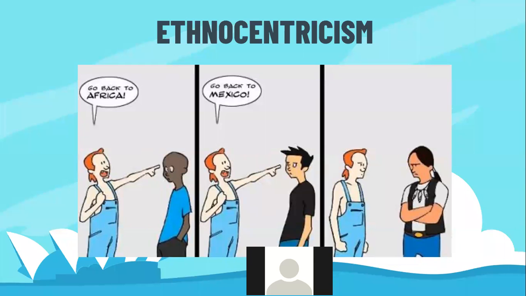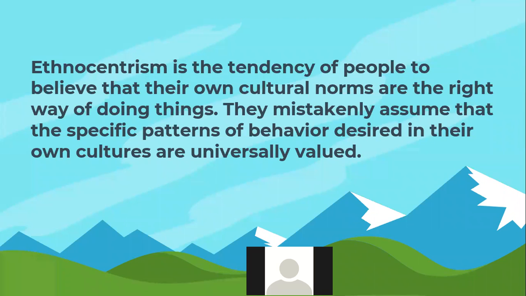First is ethnocentrism. Ethnocentrism is a tendency of people to believe that their own cultural norms are the right way of doing things. They mistakenly assume that the specific patterns of behavior desired in their own cultures are universally valued. When we say ethnocentrism, it is the view of one culture that they believe that their culture is dominant and other cultures are subservient, meaning lower. You view that your culture is the superior. That's ethnocentrism. And other cultures are below you.